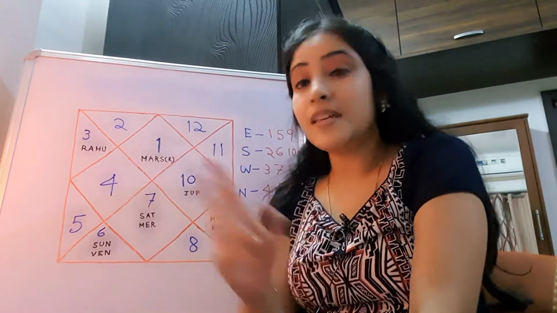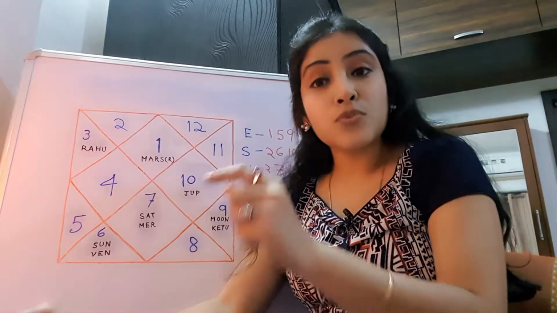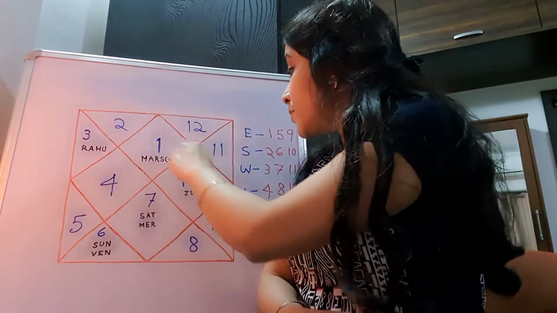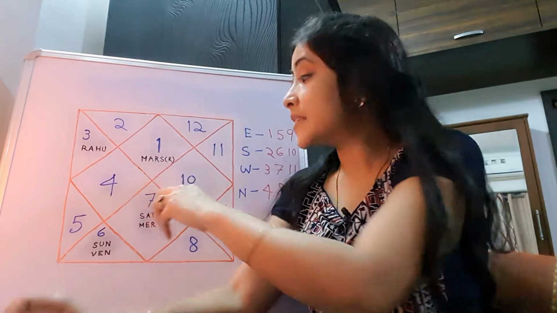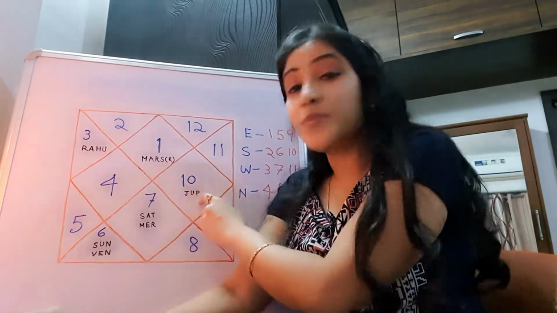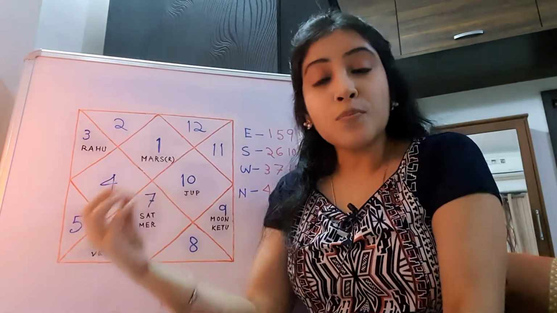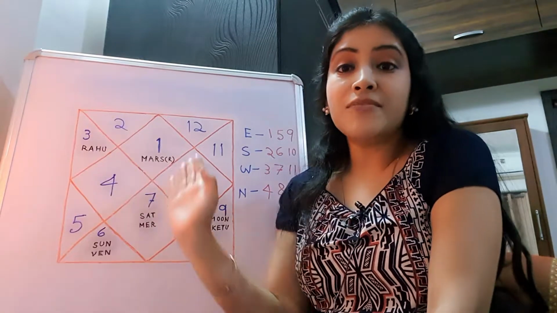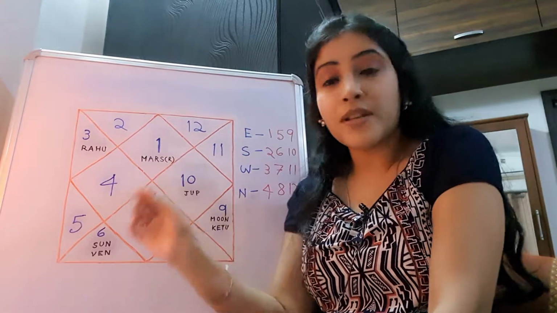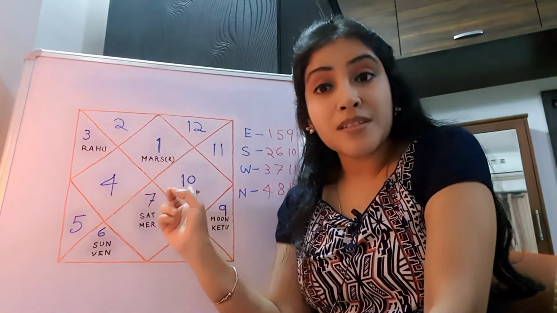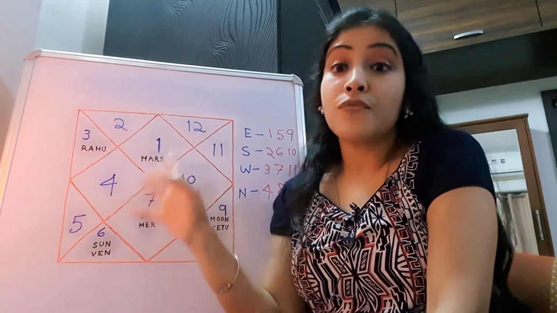So friends, you can see this is a birth chart. And today we will see how, with the help of the progression of Jupiter, that is, the natal Jupiter is in the 10th house. We believe that Jupiter will progress from one sign to another. Jupiter stays in one house for 12 years.